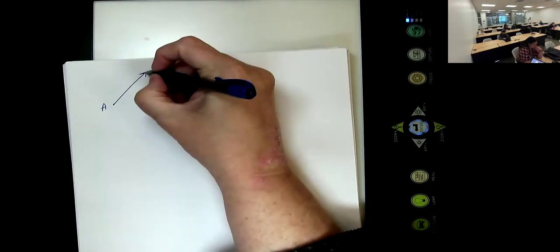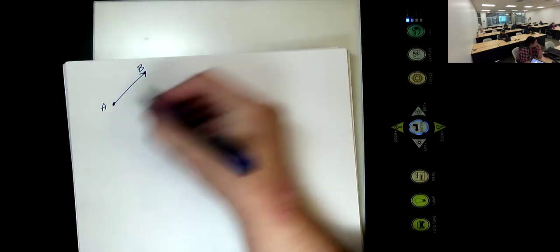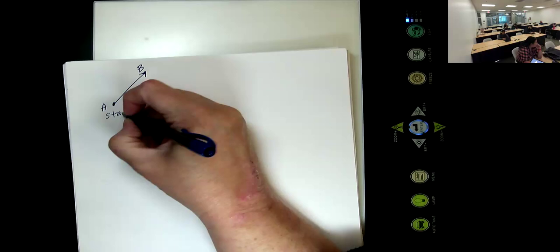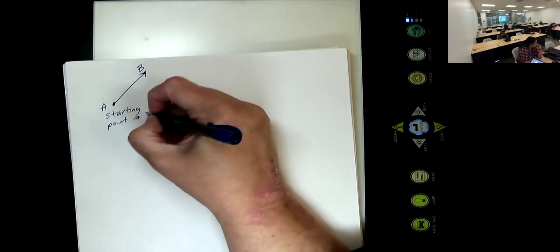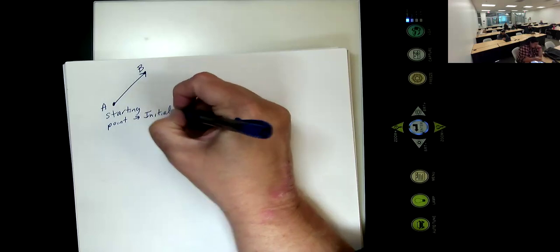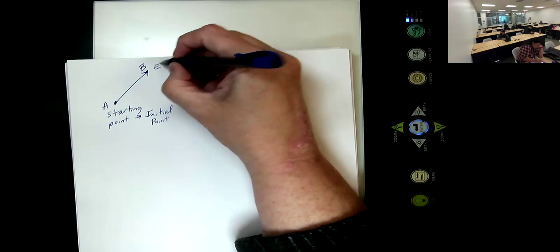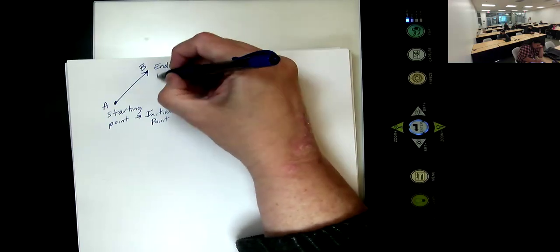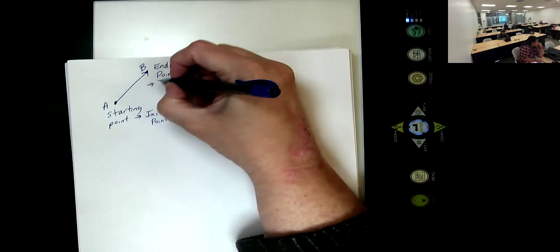If I give the starting point a letter and the ending point a letter, we call this starting point the initial point. And the ending point is called the terminal point.